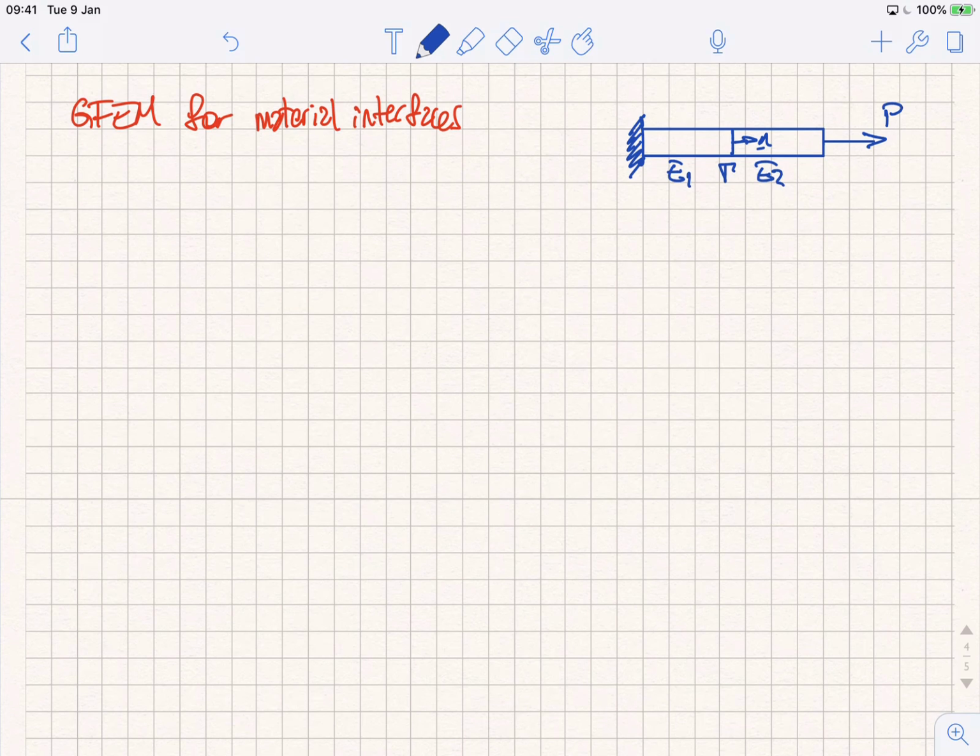We're all familiar with this type of structure already. It can take only an axial load, right? And there is a material discontinuity located at gamma, right? And then you have different material properties to the left and to the right. So in this case, you see that to the left you're going to have one Young's modulus, E1, and to the right, E2.